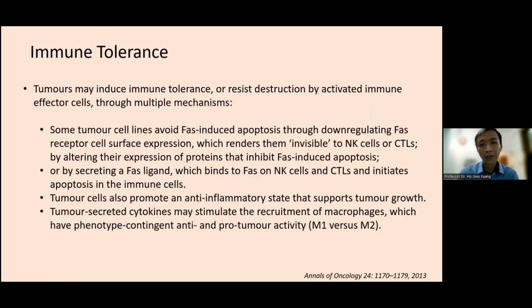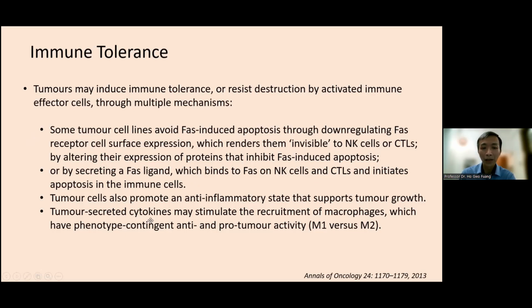However, the tumor does not always get killed by our immune system because of something called immune tolerance. There are a few ways of resisting immune destruction. The tumor may avoid Fas-induced apoptosis by downregulating the Fas receptor's cell surface expression, making them invisible to NK cells or cytotoxic T cells. They may also secrete Fas ligand and, in return, kill off the NK cells and cytotoxic T cells by initiating apoptosis in the immune cells.